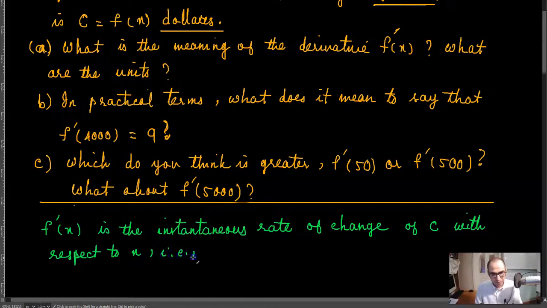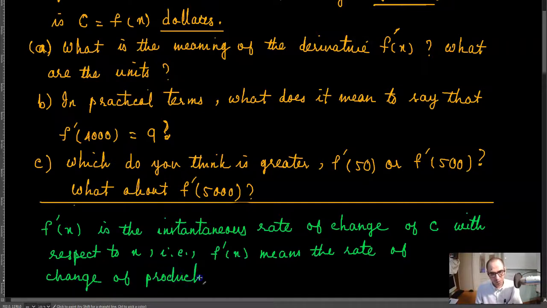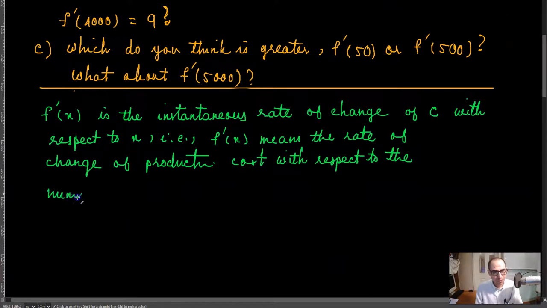That is f prime of x. It means the rate of change of the production cost with respect to the number of yards produced, right?